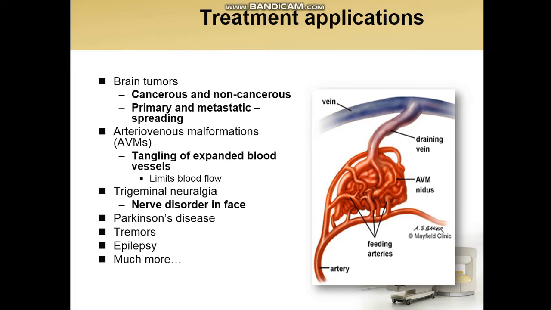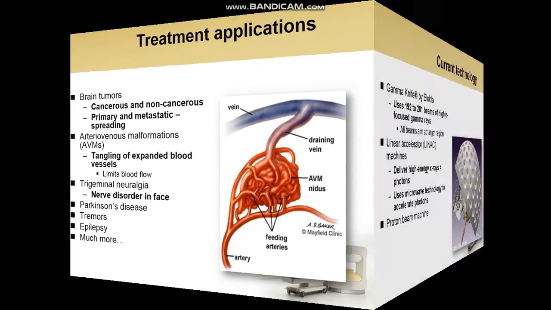Also, this method is used for treatment of trigeminal neuralgia. Trigeminal neuralgia is a chronic pain disorder of one or both of the trigeminal nerves. Stereotactic radiosurgery treatment for trigeminal neuralgia targets the nerve root to disrupt these pain signals. These methods also can be used for treatment of Parkinson's disease, for tremors, and other diseases also.